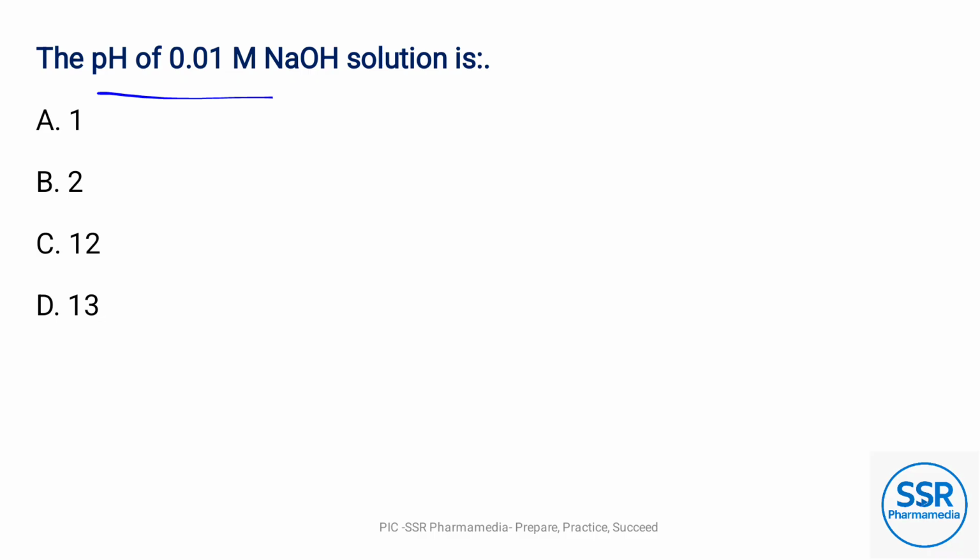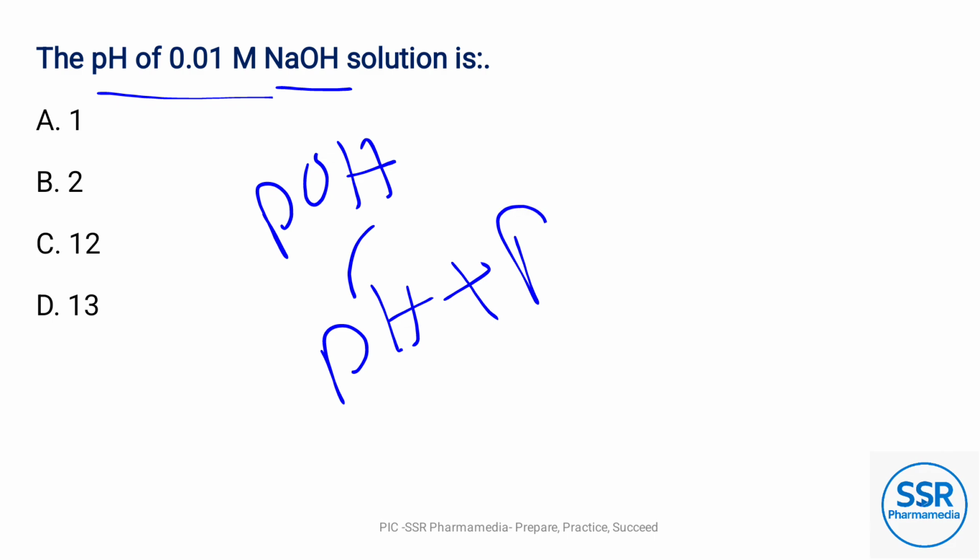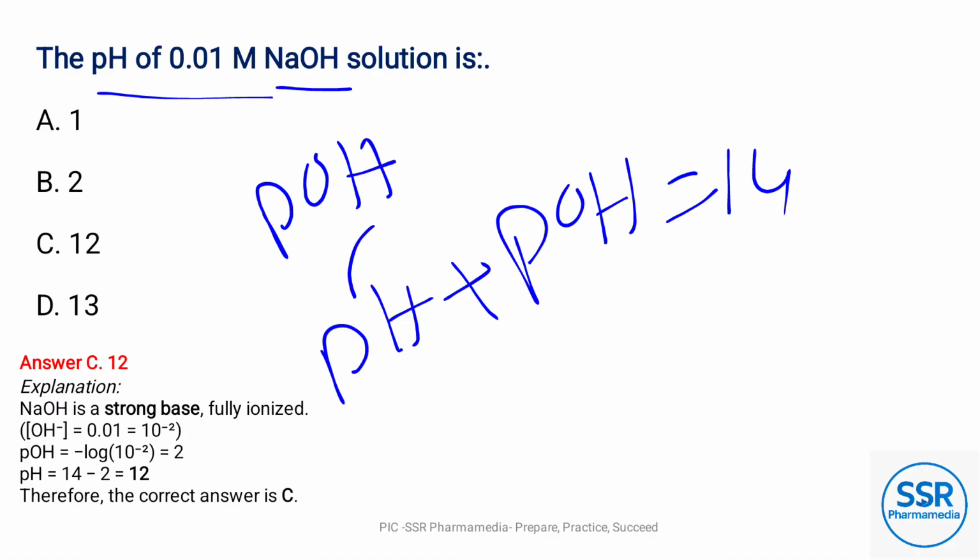Same sum only. The pH of 0.01 M NaOH solution is? NaOH solution contains only OH minus ion, so there is no H plus ion. So we have to find the pOH, then substitute the pOH in the pH plus pOH is equal to 14 formula and we will get the pH value. The answer is option C, 12.